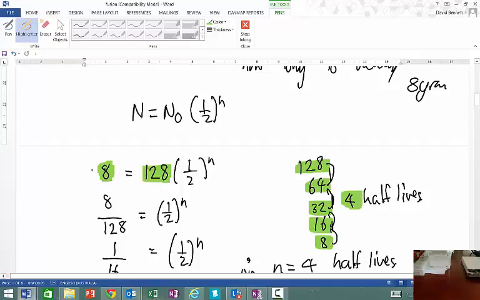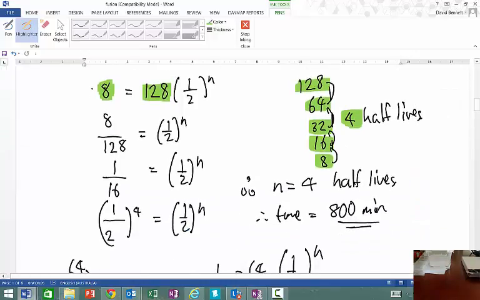If we use our formula, we'd do 8 divided by 128, which is going to give us 1 over 16. Okay, and then we're looking for a power of 2. We want to make that the same. So therefore, we can see that these are equating. If we have the same base number, we can equate. So if we've got 4 half-lives, then that equates to being 4 lots of 200, which would be 800 minutes.